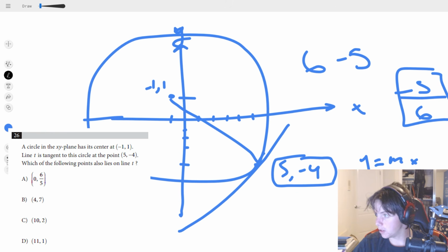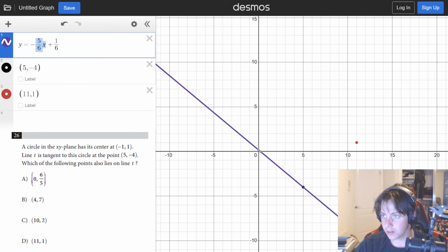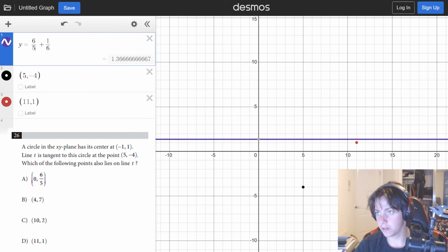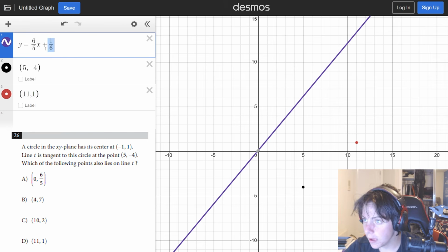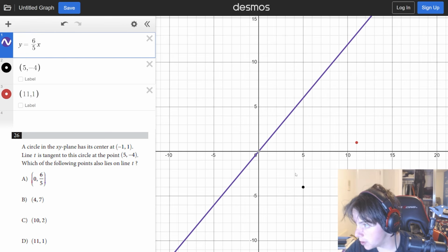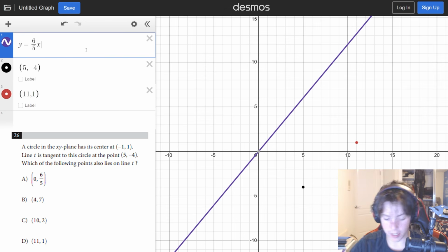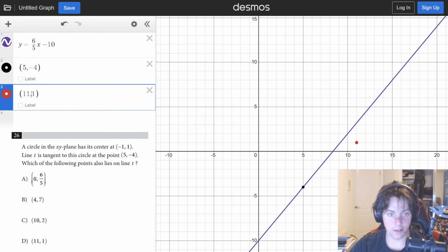Alright. I'm gonna delete everything, and we know the slope of this is -5 over 6. So that means our slope would be 6 over 5. Sorry. So our slope is 6 over 5. So y equals 6 over 5x plus b. So 6 over 5x, right? And now we have to get this to line up with this point, right? And at 5, we have 6. So we just have to subtract 10. Sorry, guys. Too old for this.